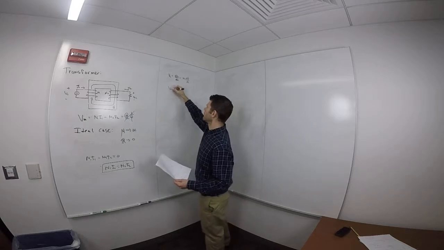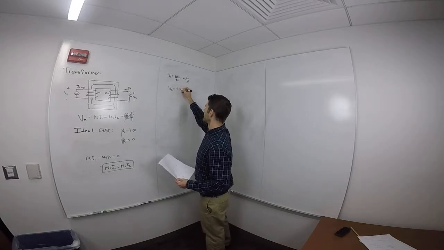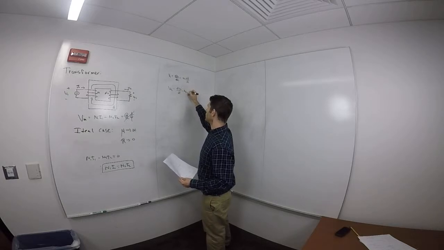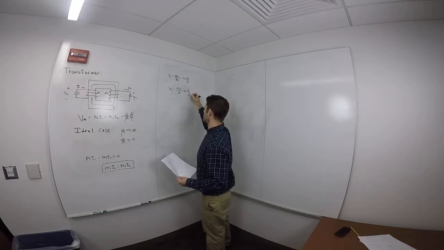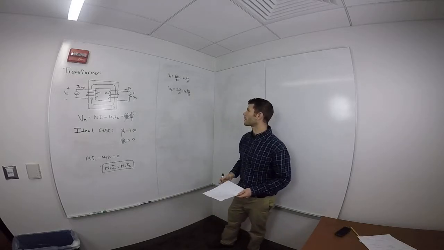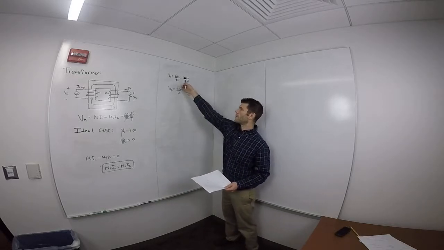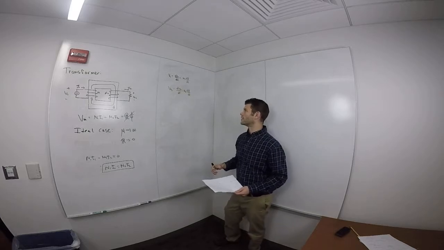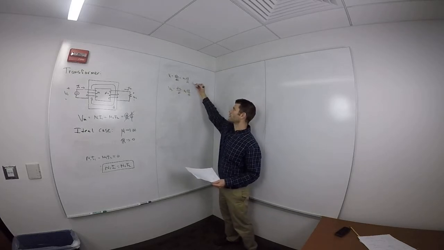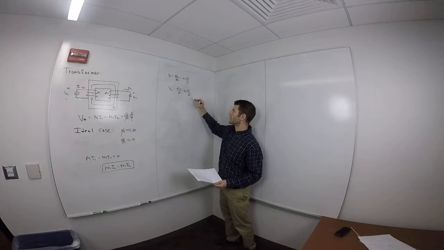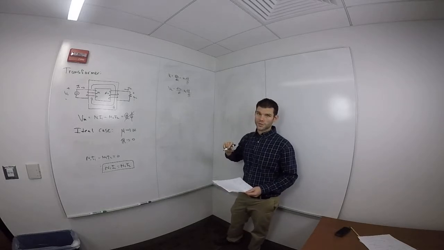Well, V2 is going to be equal to d lambda 2 dt, and this is going to be N2 times the rate of change of flux with respect to time. All right, so we have two different equations here, one for V1 and one for V2, but you can see that we have one common term in both equations, and that is the rate of change of flux with respect to time.